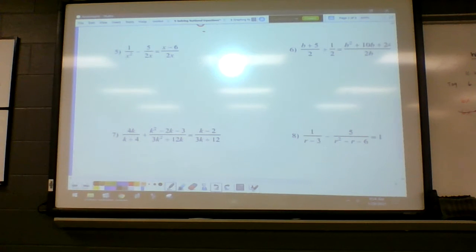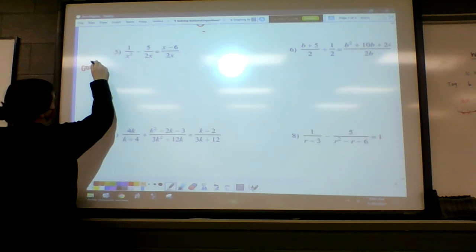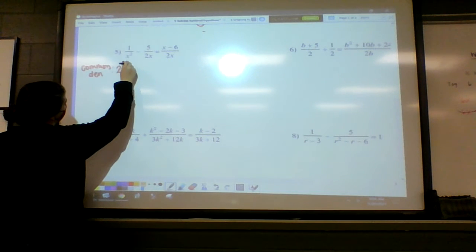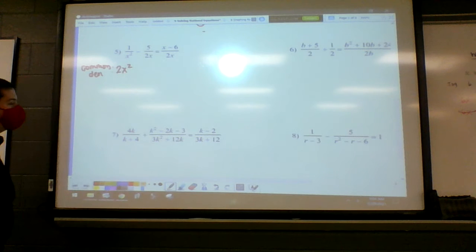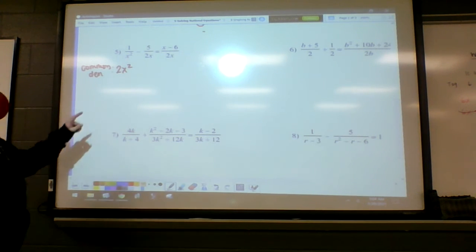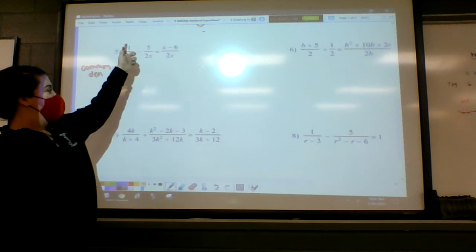Number 5. This looks like it got easier now, doesn't it? Oh, it's a lie. Well, we need a common denominator still, yeah? 2x to the second. Common denominator. I hear 2x to the second. Do you agree with her or no? Yes. Wholeheartedly agree. This has the x squared, so we'll be good there. We can make that x squared.